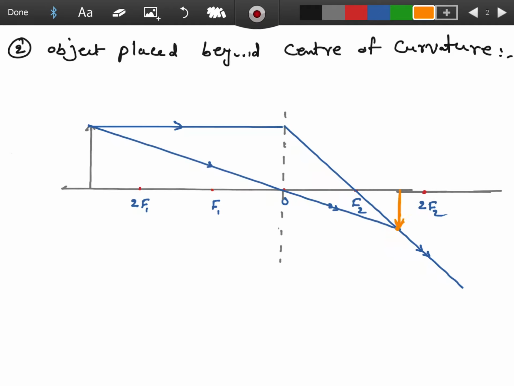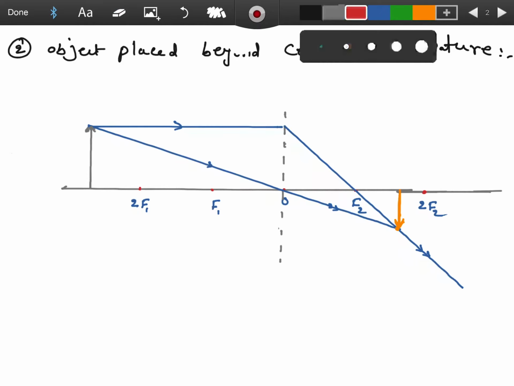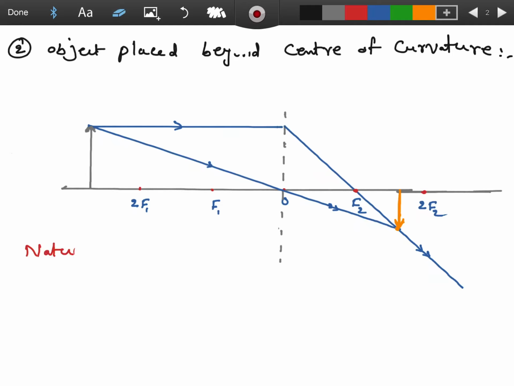Students, see carefully. The size of the image is diminished, and the position is between f2 and 2f2, and we can catch the image on the screen. That's why it is real and inverted. Coming to the nature and position of the image.